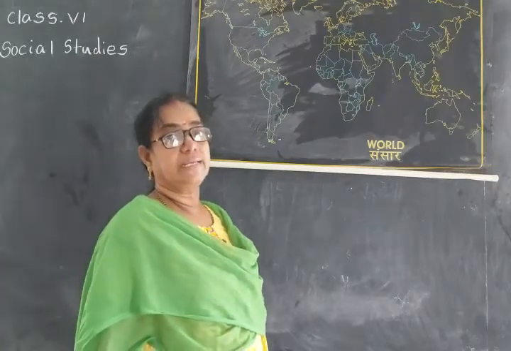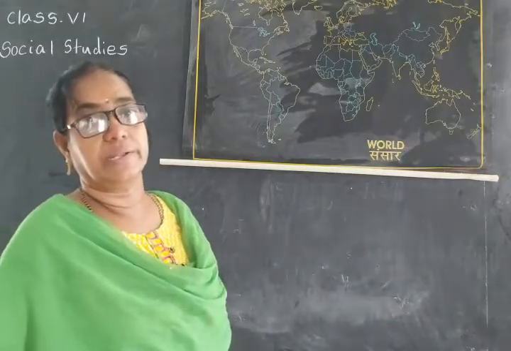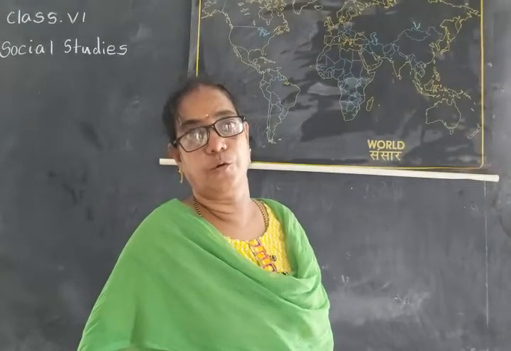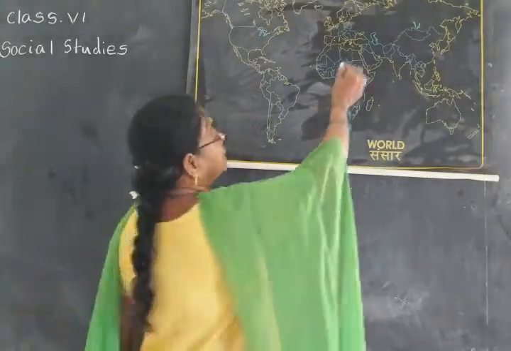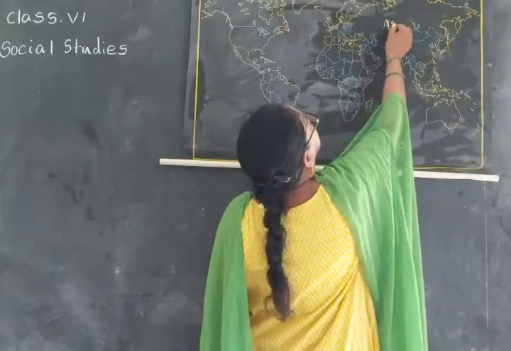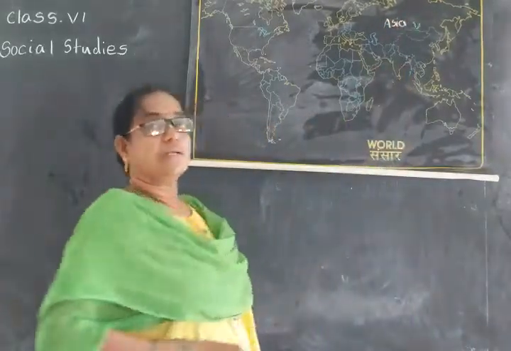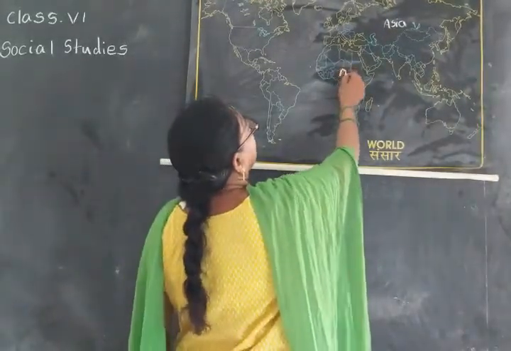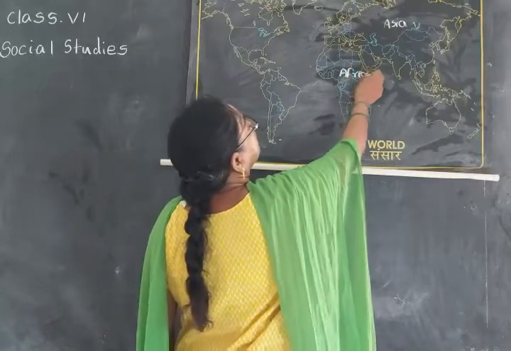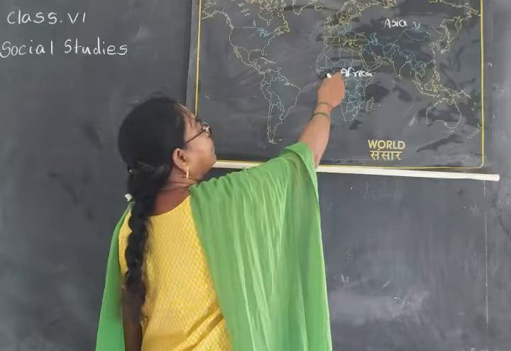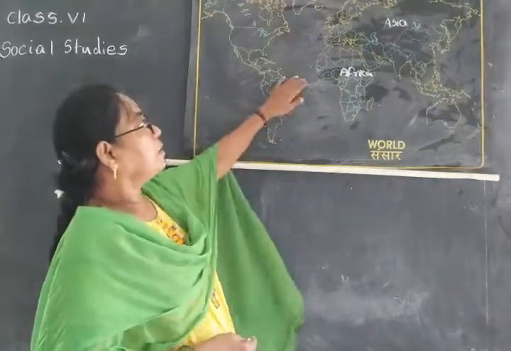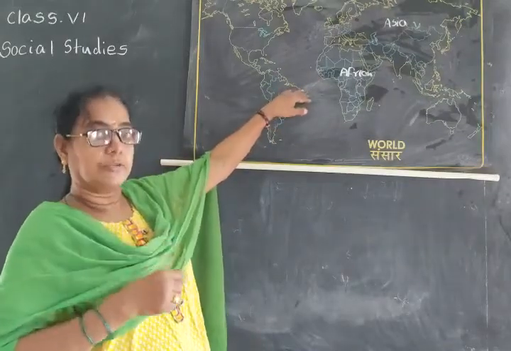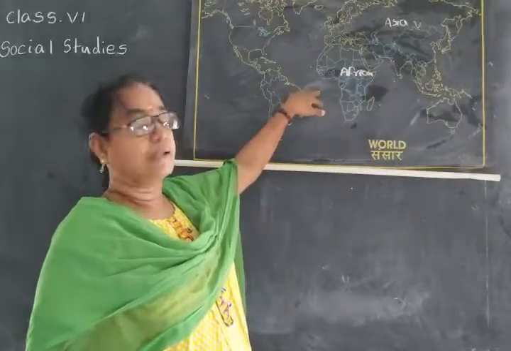First continent is Asia. Asia is the biggest continent, and it occupies 1/4 of the earth's surface on the globe. So where is it? Here is Asia. The second largest continent is Africa, that is here. This Africa extends across the Equator, Tropic of Cancer, and Tropic of Capricorn. The 3 latitudes go through it. We are going to mark the latitudes on the globe.